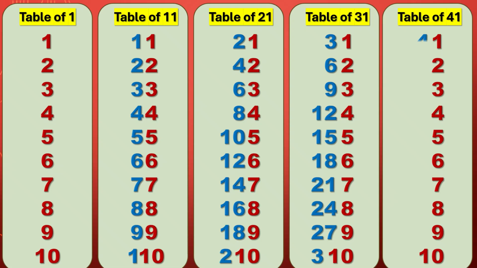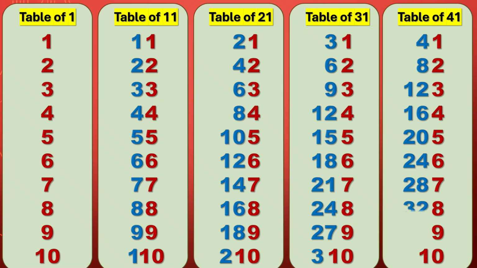For the table of 41, write the table of 4. 4 ones are 4, 4 twos are 8, 4 threes are 12, 4 fours are 16, 4 fives are 20, 4 sixes are 24, 4 sevens are 28, 4 eights are 32, 4 nines are 36. In the last, write 4.